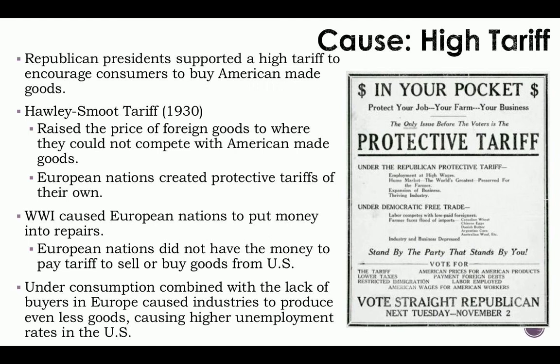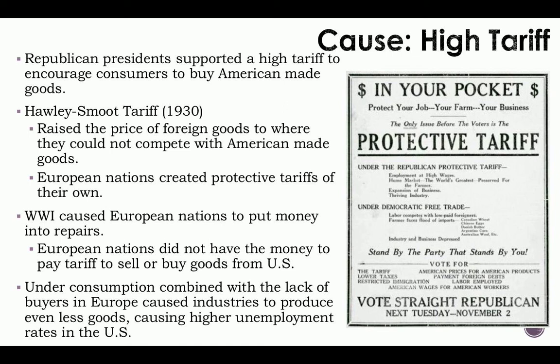So, continuing on with the causes of the Great Depression, a major cause is going to be that high tariff. What's a tariff? I've asked you this about 10 million times this year. A tariff is a tax on imported goods. What does a tariff do? A tariff encourages people to buy American made goods by making the imported goods, or the product that we would get from other countries, more expensive.